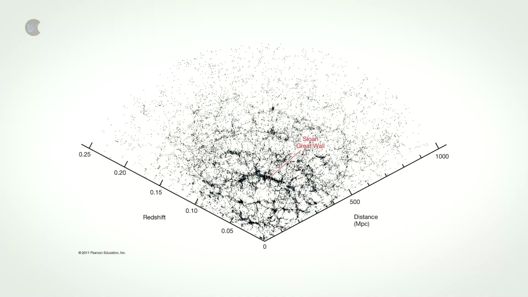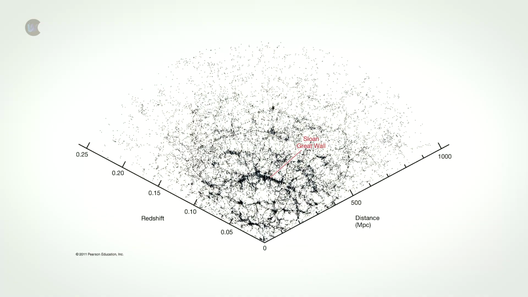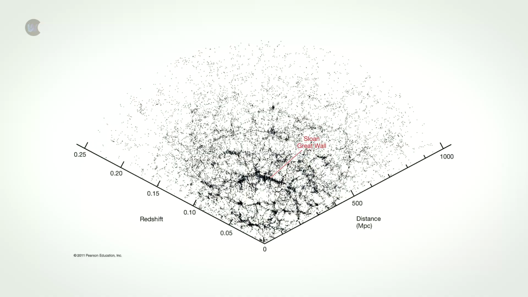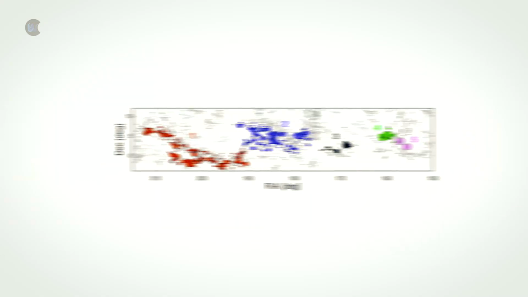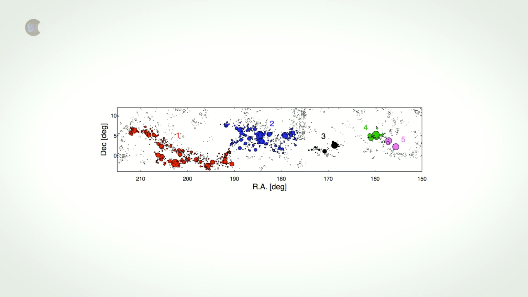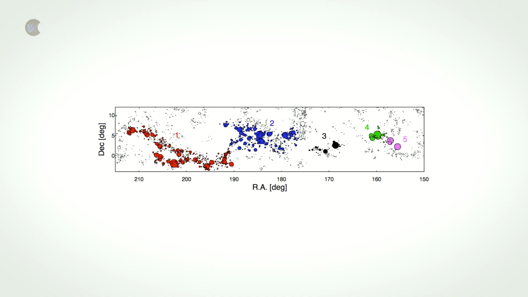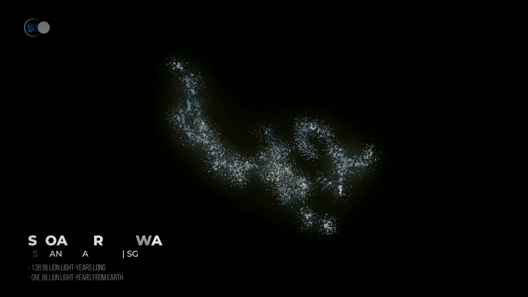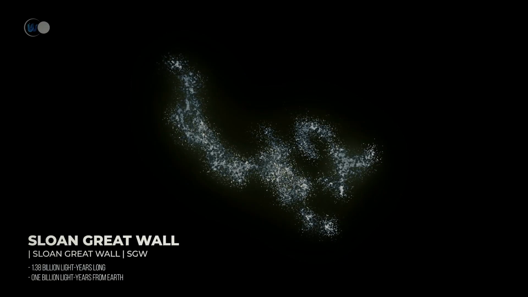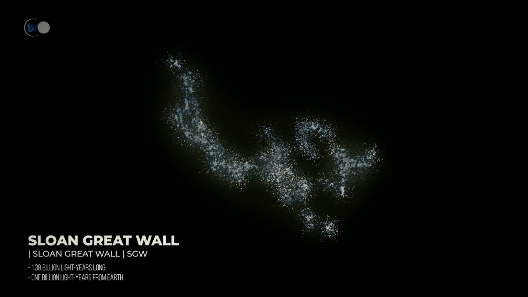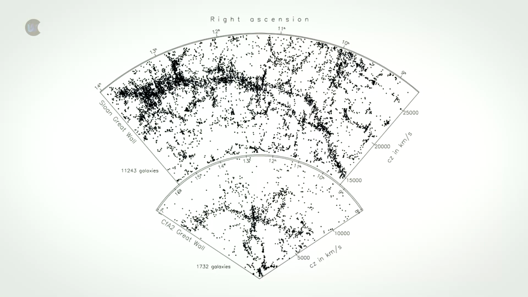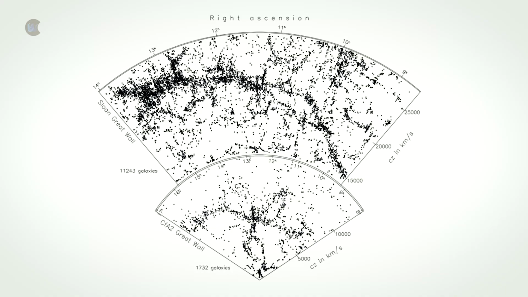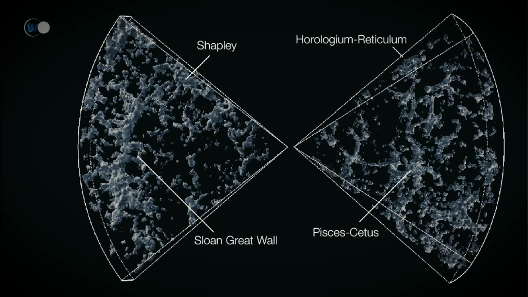The largest visible structure in the universe is the gigantic Sloan Great Wall. This cosmic structure, forming a giant wall of galaxies, is 1.38 billion light-years long and lies a billion light-years from us. The Sloan Great Wall is about 1/60th the diameter of the observable universe. It contains several superclusters of galaxies.